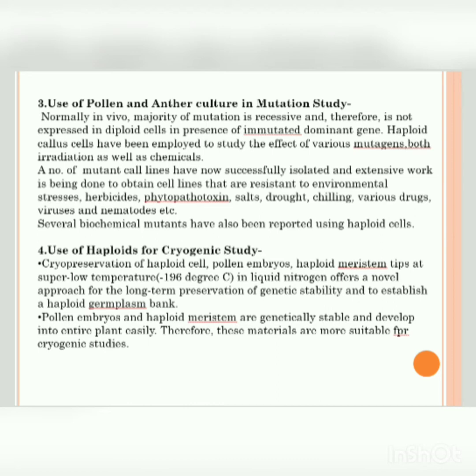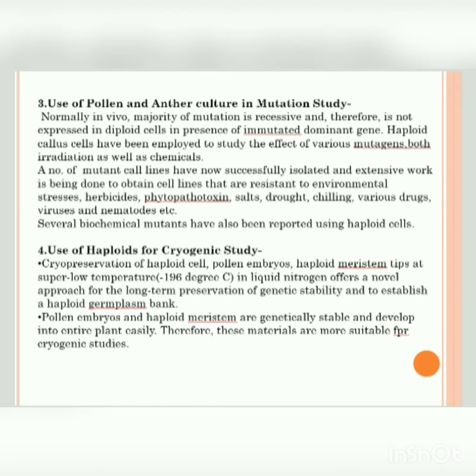A number of mutant cell lines have now been successfully isolated with the use of this culture, and extensive work is being done to obtain cell lines that are resistant to environmental stress, herbicides, phytotoxins, salts, droughts, chilling, various drugs, viruses, and nematodes, etc. Now, several biochemical mutants have also been reported using the haploid cells. The fourth is the use of haploids for the cryogenic study.